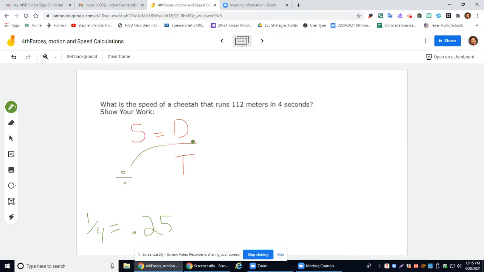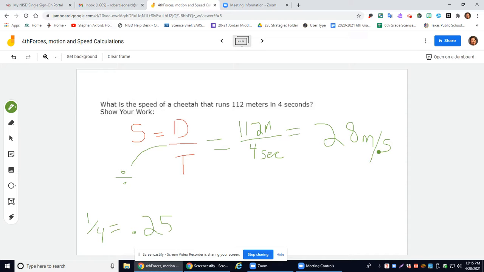So, distance divided by time is equal to, my distance is 112 meters. My time is 4 seconds. What is 112 divided by 4? It is 28. Very good. And I don't want to see you trying to figure it out on paper. I want you to plug it into a calculator. 28 what? 28 meters per second.